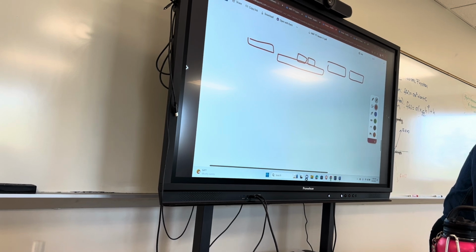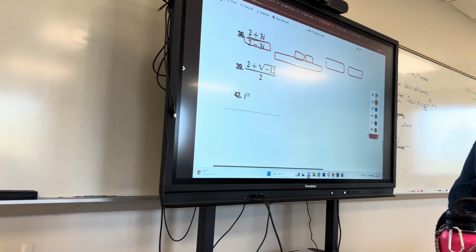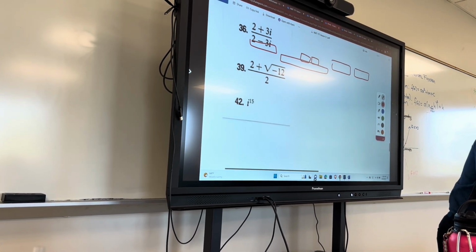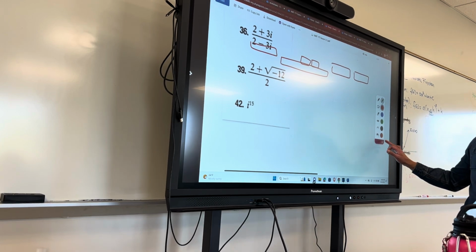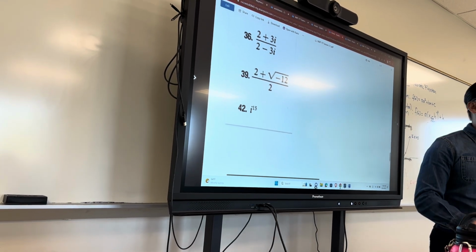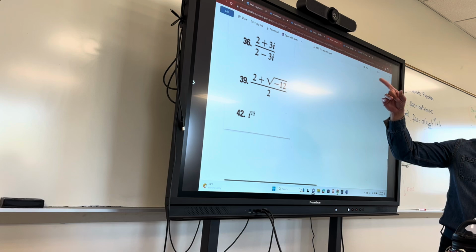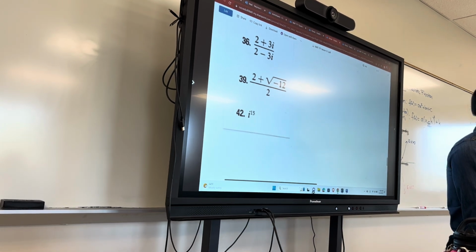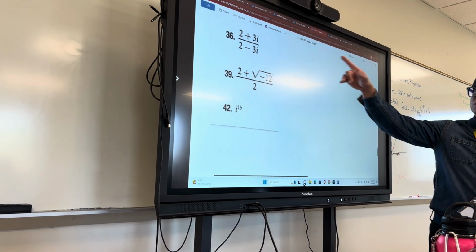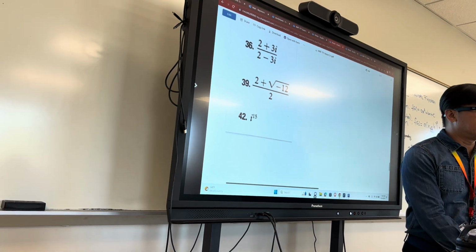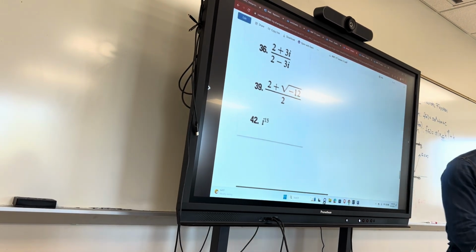Number 36, right? So we have number 36 in here. We get the following, okay? 36. It says in here, 2 plus 3i all over 2 minus 3i, right? So that's the numerator, and that is the denominator as well, right?